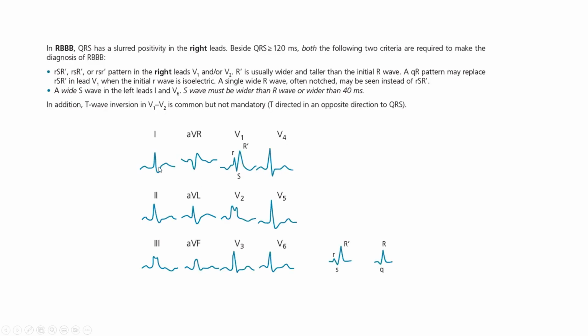So in right bundle, you may have area under the curve of this S bigger than the area under the curve of this narrow R. So that will make the axis potentially rightward if you integrate all of the forces under the curve. But by convention, the frontal axis is defined by using the first 80 milliseconds. So we're going to truncate that S wave, and you'll end up with a normal axis in right bundle branch block.